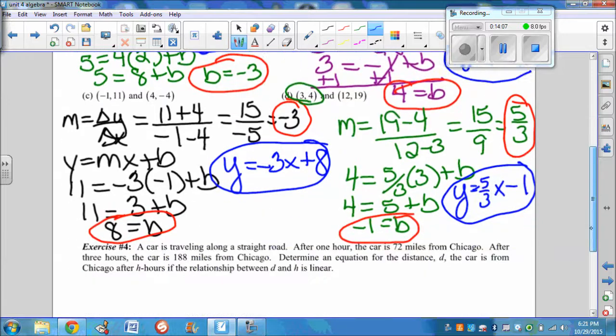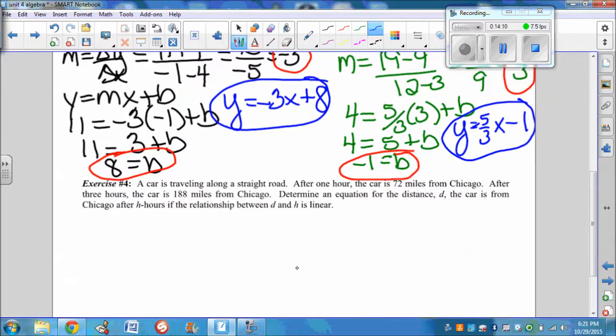There's our last equation. Okay, so now let's take it and apply it. A car is traveling along a straight road. After 1 hour, the car is 72 miles from Chicago. After 3 hours, the car is 188 miles from Chicago. Determine an equation for the distance d the car is from Chicago after h hours if the relationship between d and h is linear. So what are my points? (1, 72) and (3, 188).